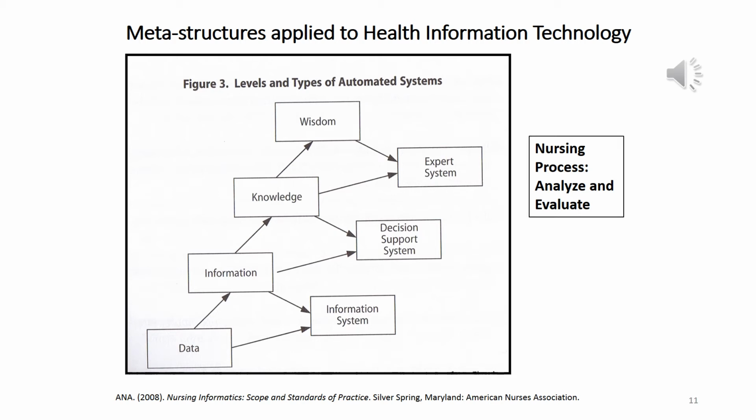A decision support system would be where there's a variety of different algorithms and things built in. So a lot of electronic health records have this built in where it will bring up things such as drugs that are incompatible with one another. There may be decision support systems that will warn you if the patient is at risk of skin breakdown or falls based on some of the information that's in there. And then wisdom is where you would then apply that.